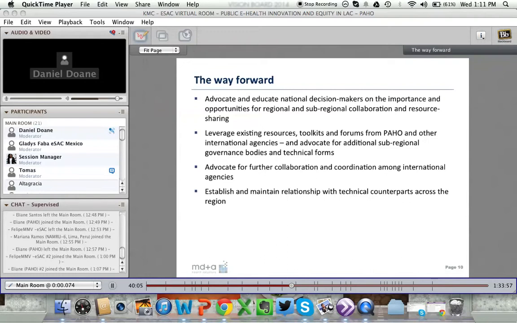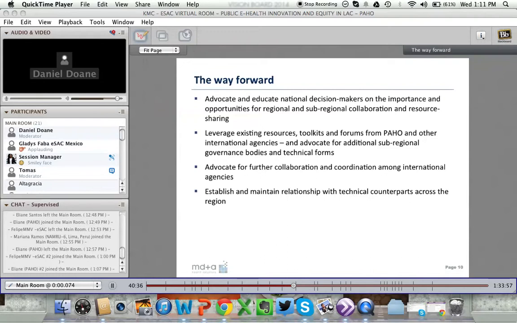And then finally, again, what this forum is doing is to begin to and continue to establish and maintain relationships with your technical counterparts in various different countries to be able to share experiences, share knowledge, and share strategies for improving collaboration and coordination and resource sharing. So thank you very much. I look forward to some of the further discussion and questions in the next part of the presentation.